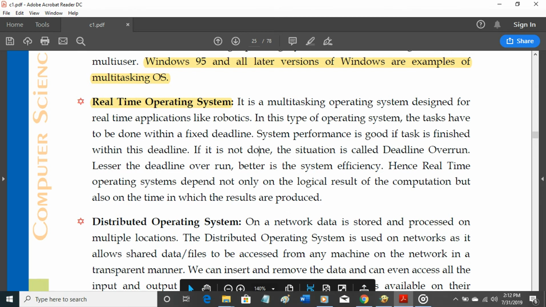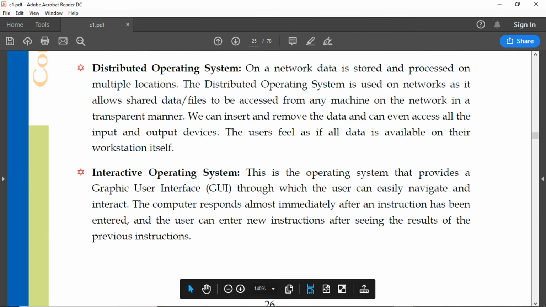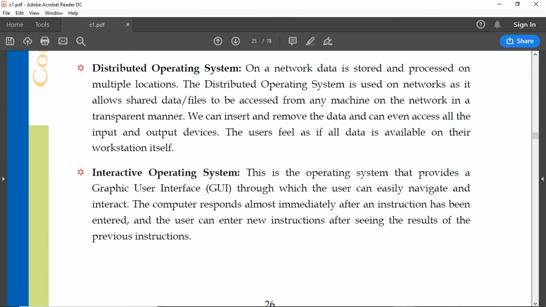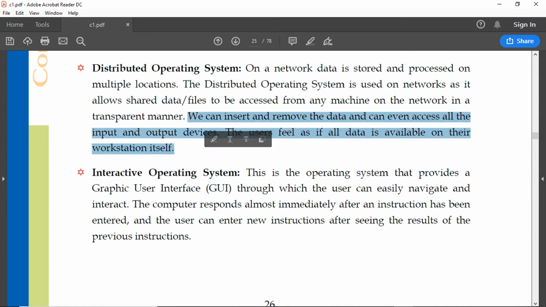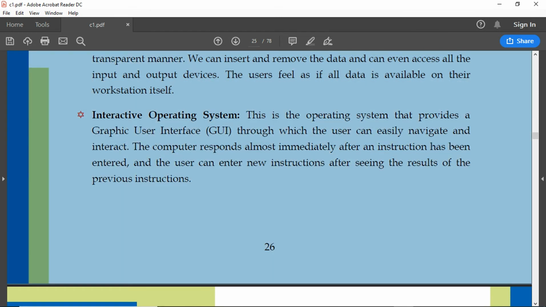Distributed operating system: on a network, data is stored and processed in multiple locations. The distributed operating system is used on networks as it allows shared data/files to be accessed from any machine on the network in a transparent manner. We can insert and remove the data and can even access all the input and output devices. The users feel as if all data is available on their workstation itself.